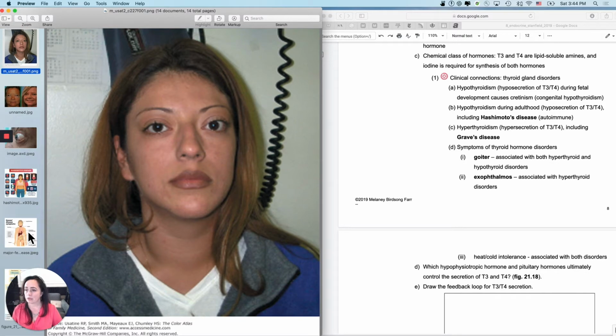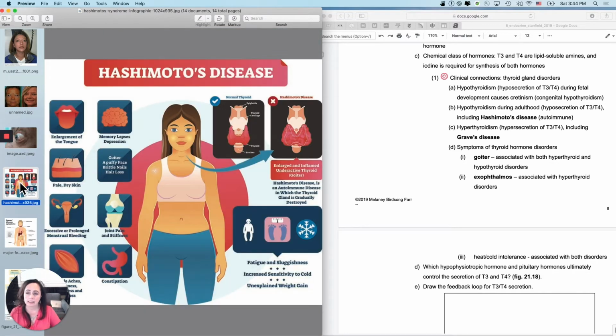So hypothyroidism during adulthood can lead to a suite of symptoms called Hashimoto's disease. Now, don't let this confuse you. Not everyone who has hypothyroid has Hashimoto's, but everyone who has Hashimoto's has hypothyroid. There are like 20 different symptoms that could be associated with hypothyroidism, and if you have X number of them, and the X changes from year to year, then you will be diagnosed with Hashimoto's. So sometimes you can just start out hypothyroid and then you'll end up with Hashimoto's.